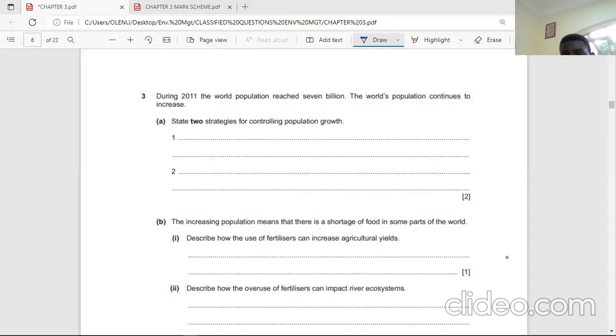Okay, now let's look at this question. It states that during 2011, the world population reached 7 billion. The world population continued to increase. State 2 strategies for controlling world population. There's a lot of stuff running through my head. How do you control population?